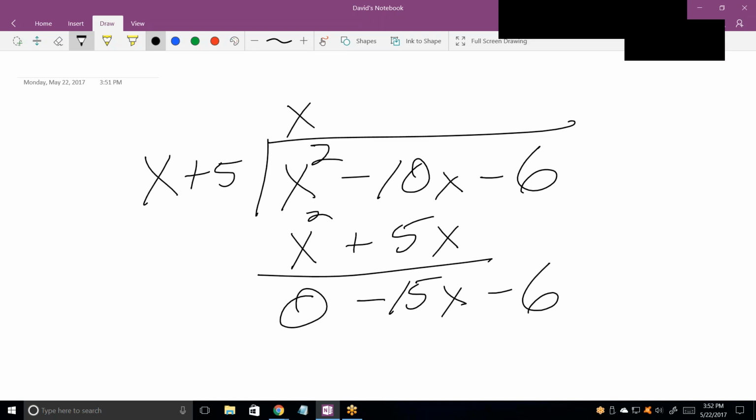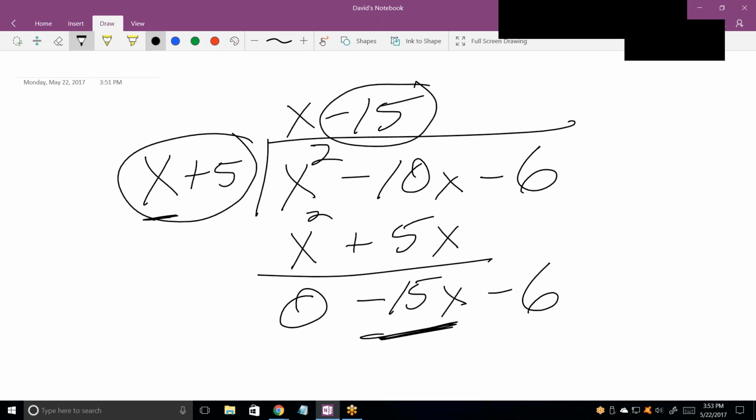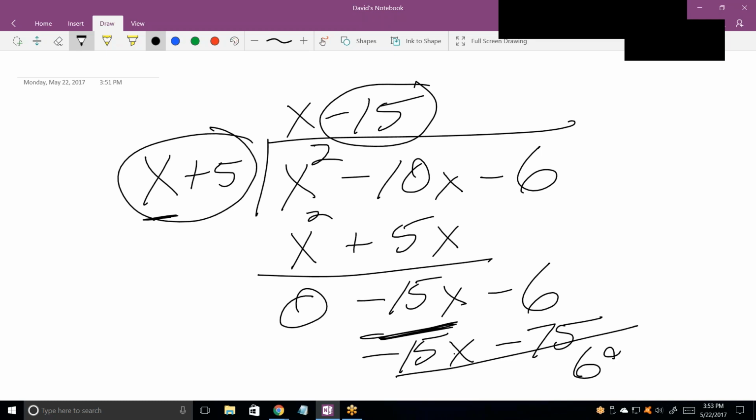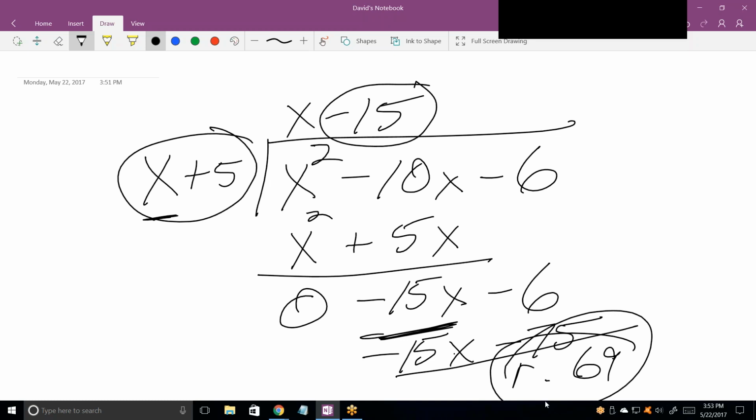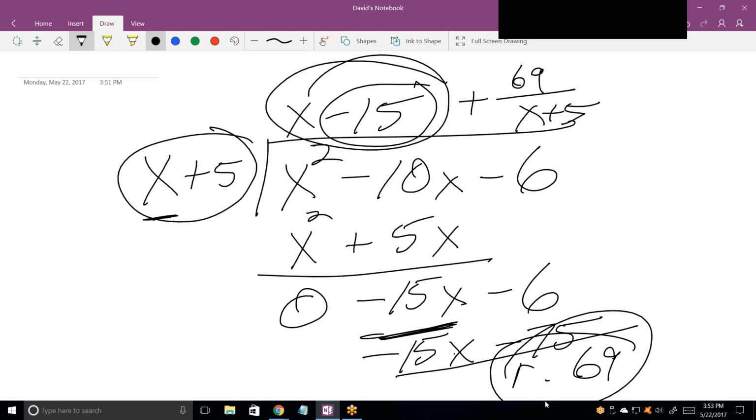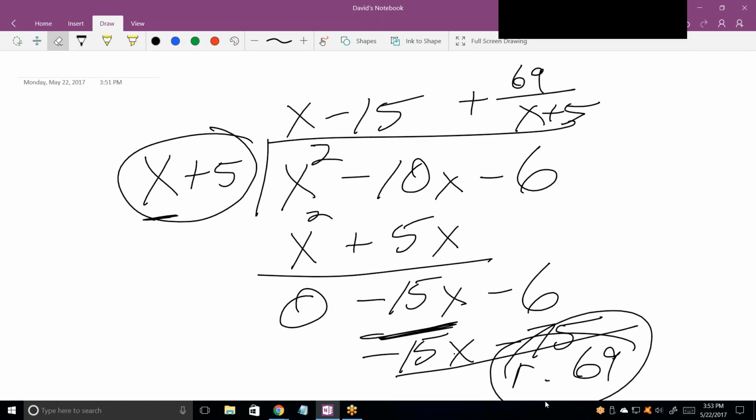In other words, every step is exactly the same as the previous one. I'm going to divide x into that. I get minus 15. Then I'm going to multiply minus 15 by both terms to give me minus 15x minus 75. Now I have a remainder of 69. So my answer is x minus 15 plus 69 divided by x plus 5. That would be the answer if they asked you to divide those two polynomials.